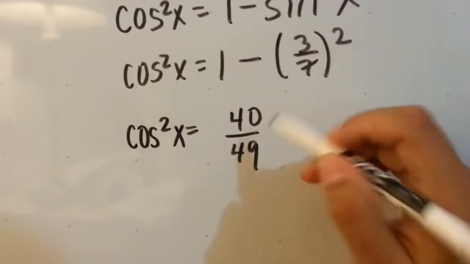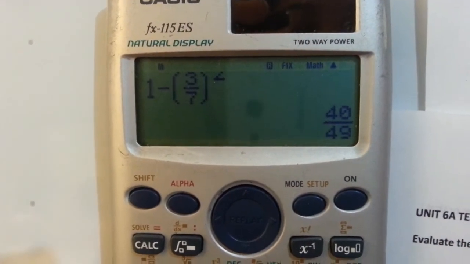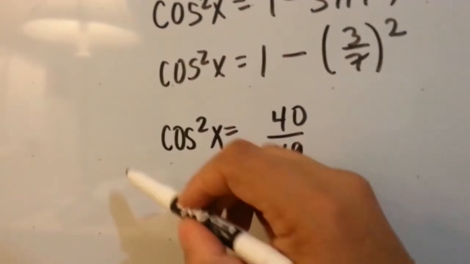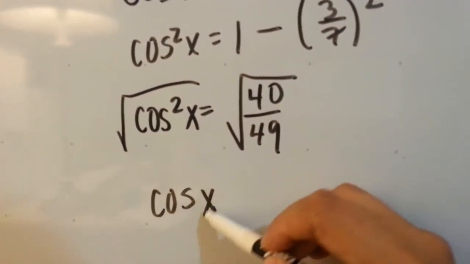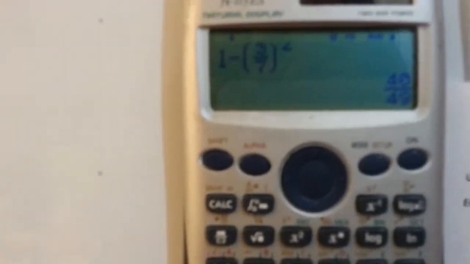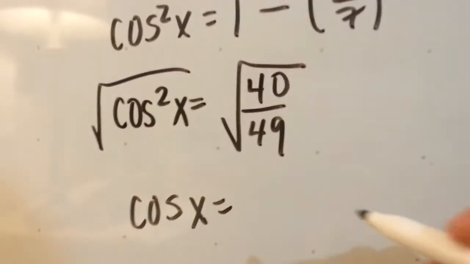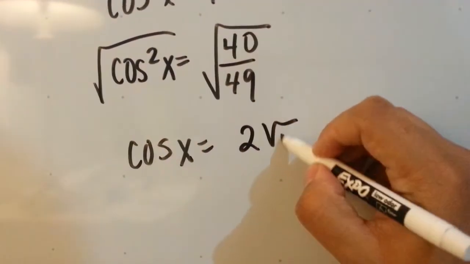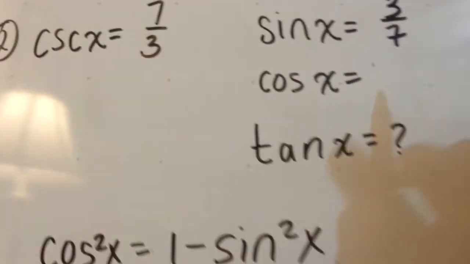Go ahead and just type it into your calculator and you'll see. Anyways, just use a Casio and you'll get 40 over 49. Then you have to take the square root. And the cosine of x is going to be equal to 2 root 10 over 7. Okay. So there's the cosine.